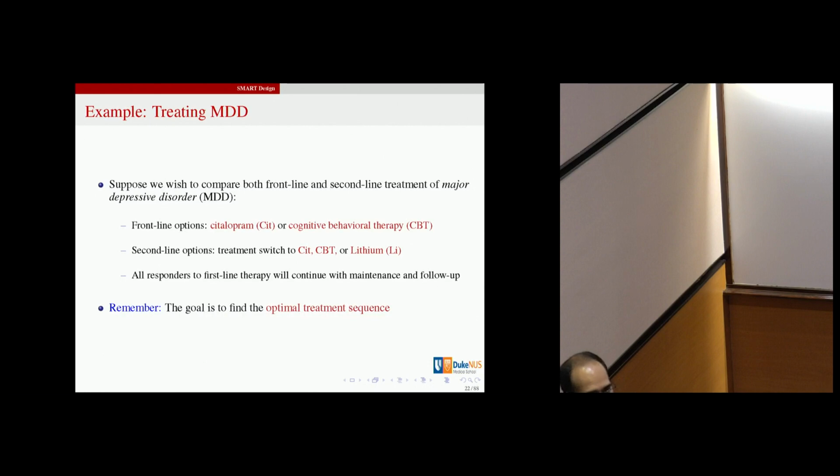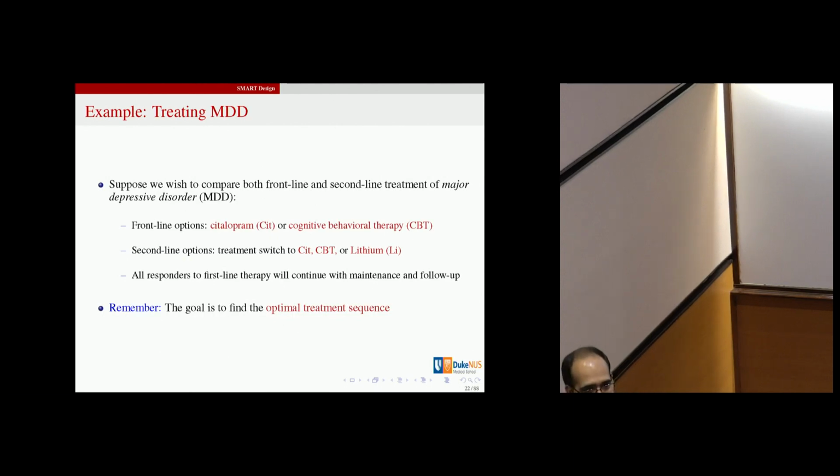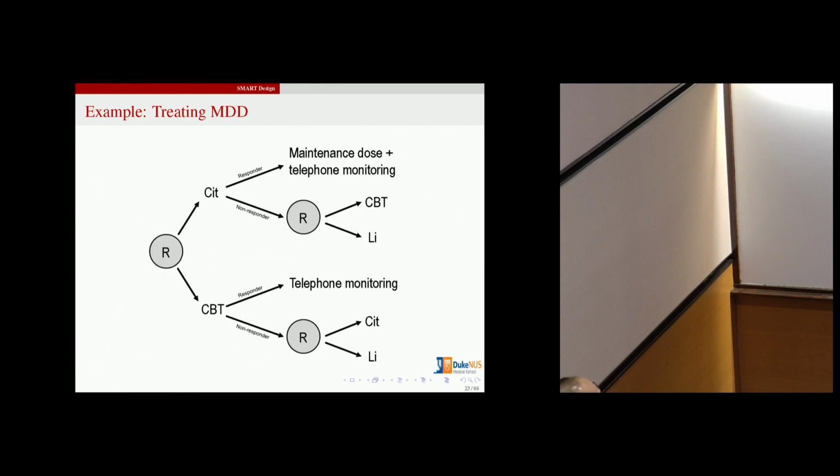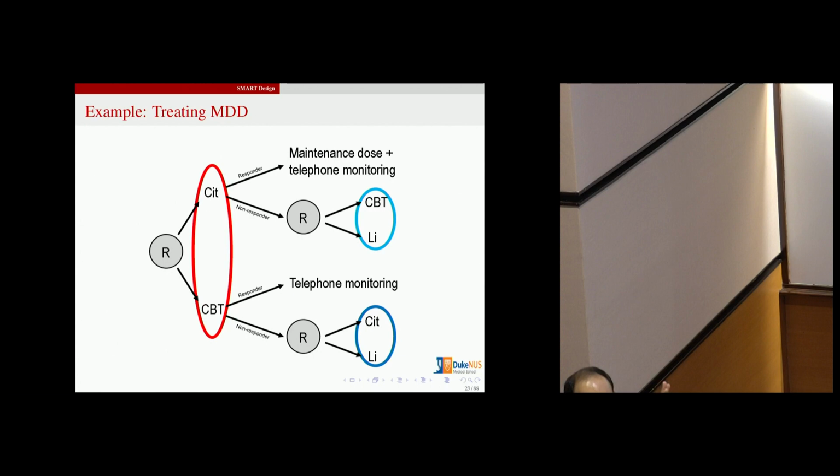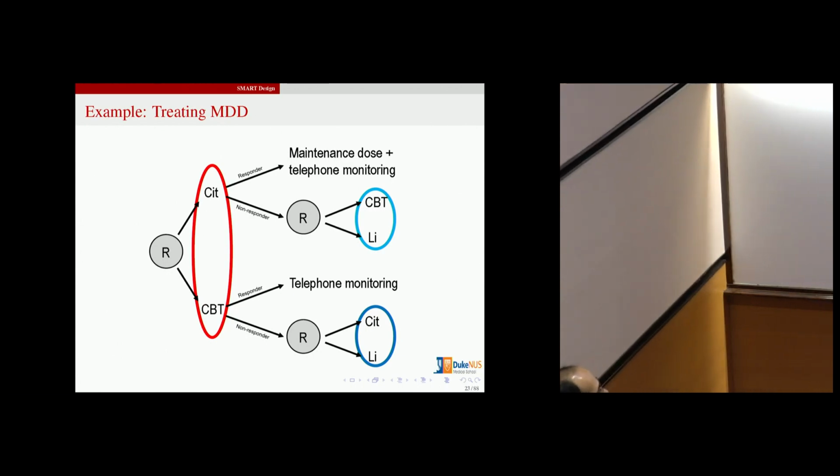So the goal is to find the optimal treatment sequence as opposed to the optimal treatment in stage 1 and the optimal treatment at stage 2. We have to always think in terms of a sequence. Okay, so this is the structure. Initially citalopram and CBT are the two options, and then later on you might consider a treatment switch, whereas responders can continue. If you think like a randomized trial, these are the three possible randomization nodes where you can compare.